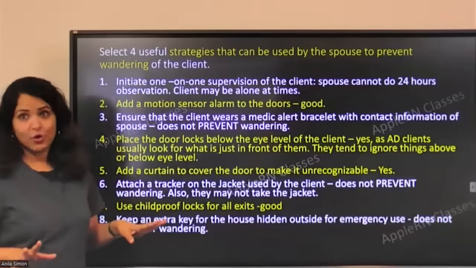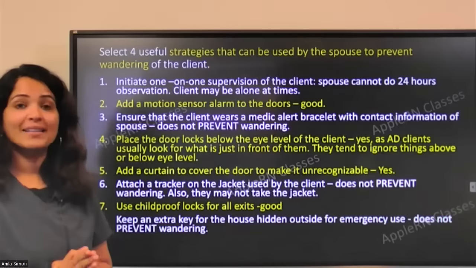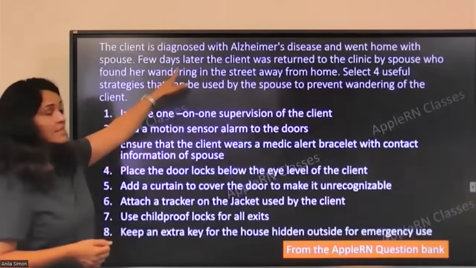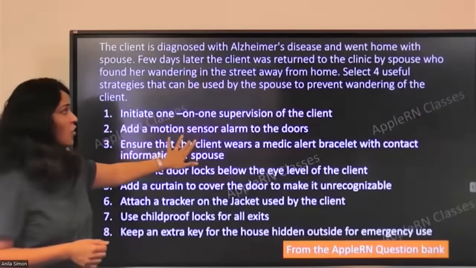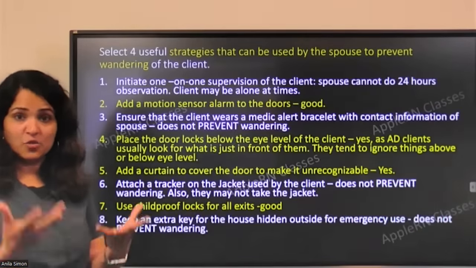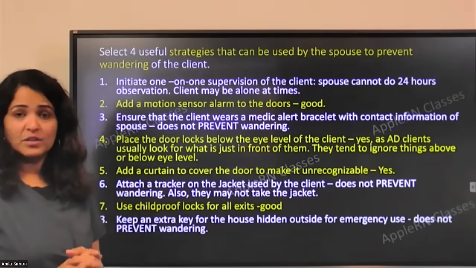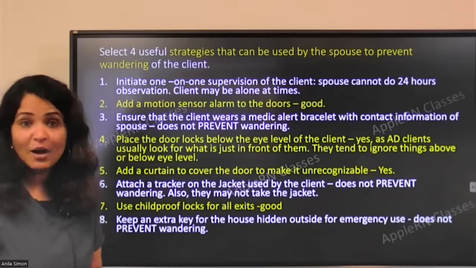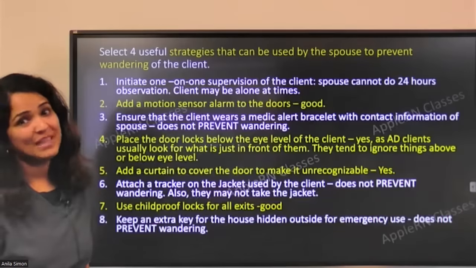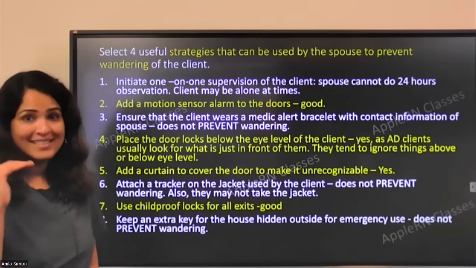Number 1 is not required because it's not possible for the spouse to just sit at home and have a one-on-one observation. There is a possibility that the client may be alone. So this is a client with Alzheimer's disease. We are not talking about someone who is suicidal, right? Suicidal ideation clients, or someone actively having those thoughts, are the ones where maybe we will think about one-on-one supervision, but it's not possible for the spouse to be always there looking at the husband or the wife all the time. I mean, that's not going to be possible. And sometimes the client may be alone. That's why we are not taking that.